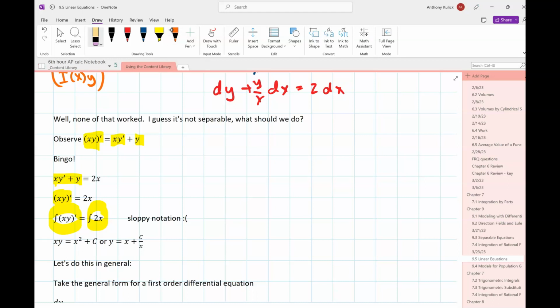Now, the question becomes, what if that left-hand side isn't actually the result of any product rule? Here we could kind of see it when I pointed it out to you. But what if it wasn't? What we're going to do in that case is multiply both sides of the equation by some function of x so that we make it the result of some product rule derivative.